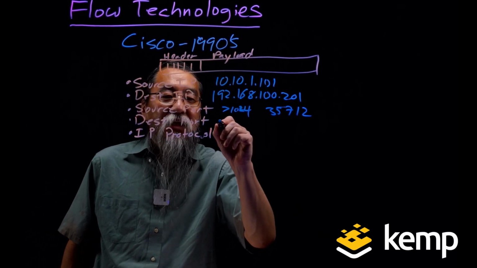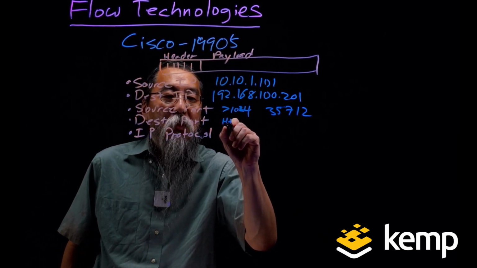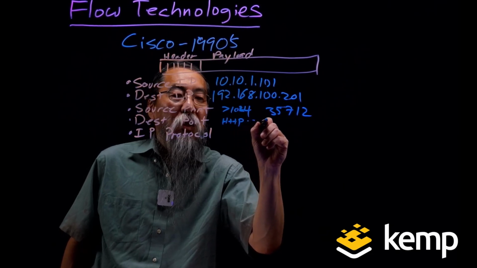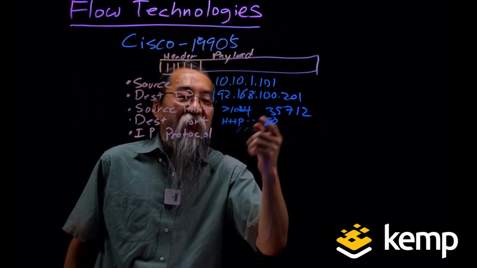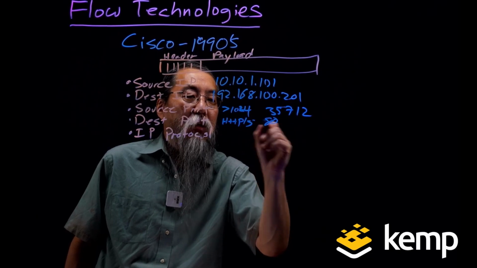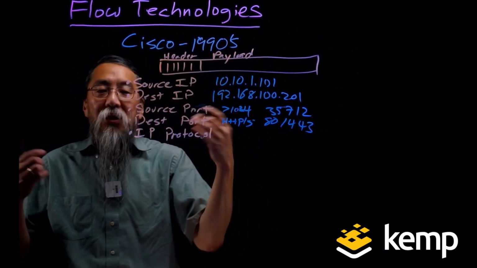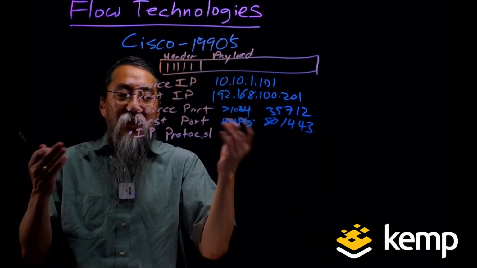So if it's HTTP, for example, it would be port 80. Or if it's HTTPS, it'd be port 443. For Telnet, port 23, etc., etc.